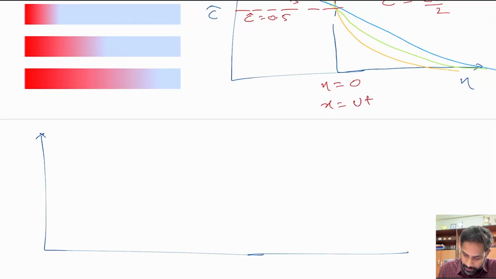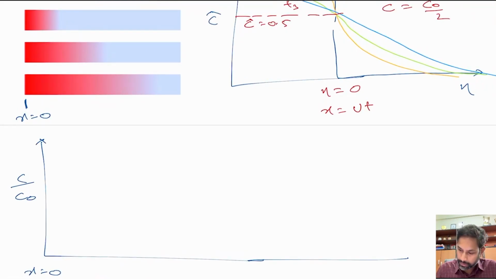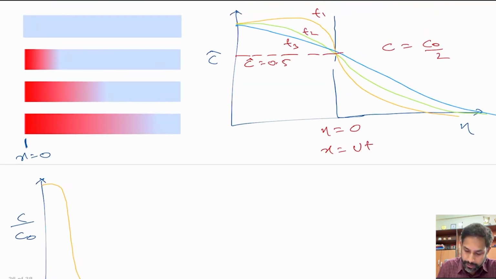So this is your C by C naught, and let's say this is your x equal to 0, and this is also your x equal to 0, right? That is the location you're trying to plot from there. So your original concentration will look something like this, right? So that is, let's say, this is your t equal to t1.